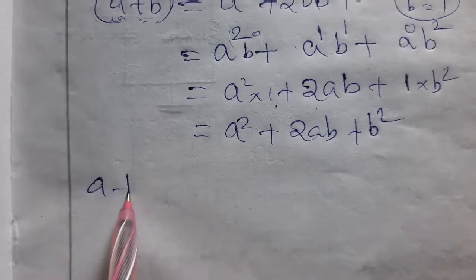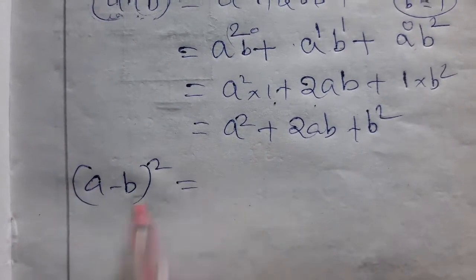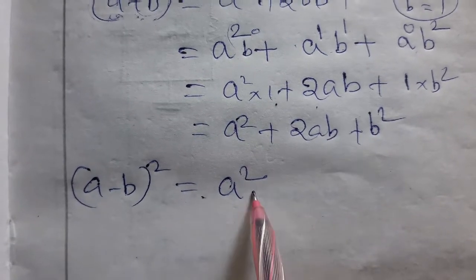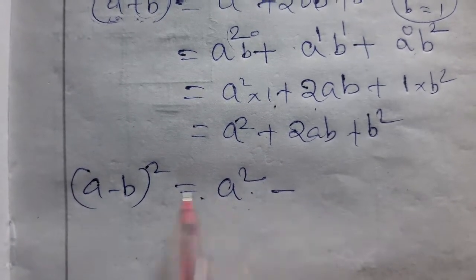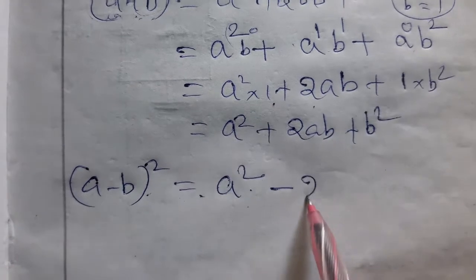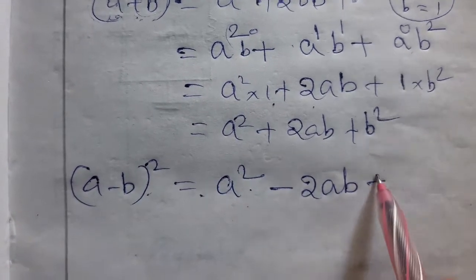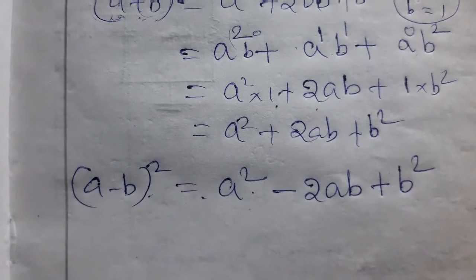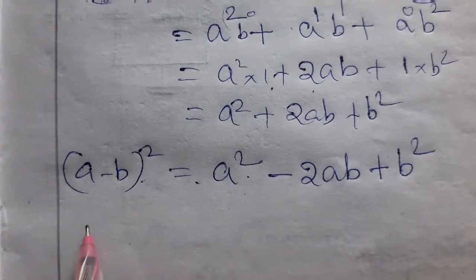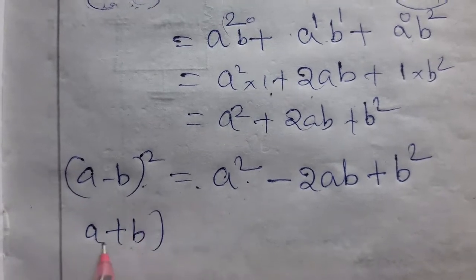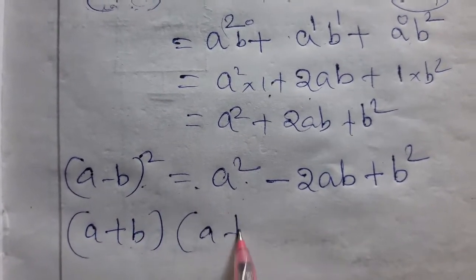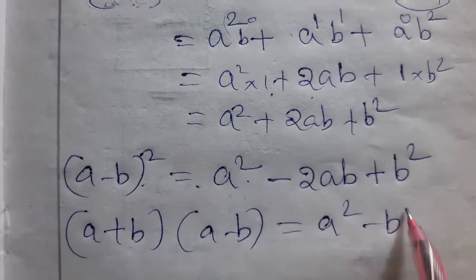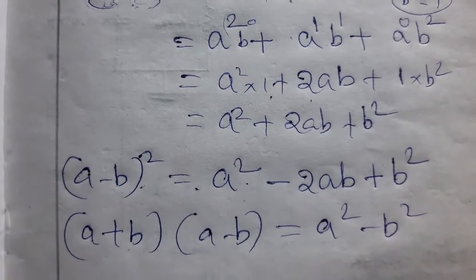Now a minus b whole square, that means a square, alternate plus and minus, minus 2ab, next plus b square. This is the formula for a minus b whole square. Now a plus b into a minus b becomes a square minus b square only.